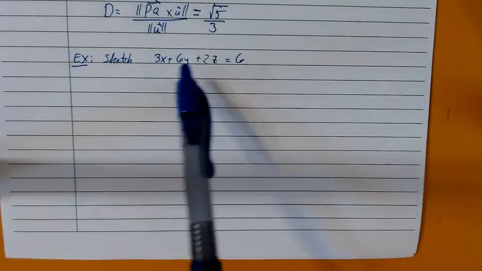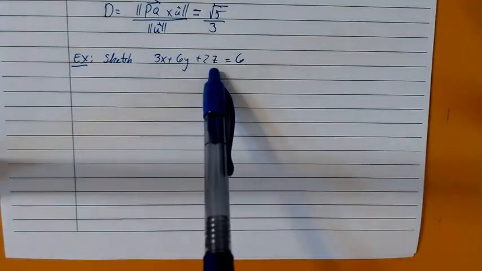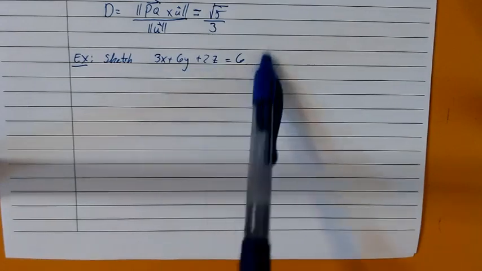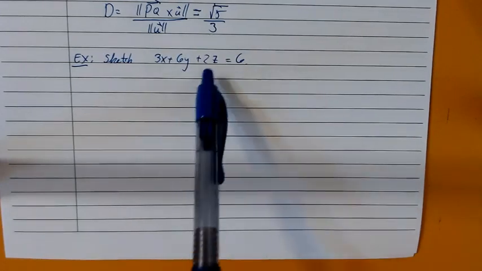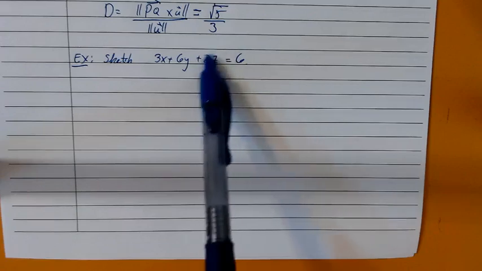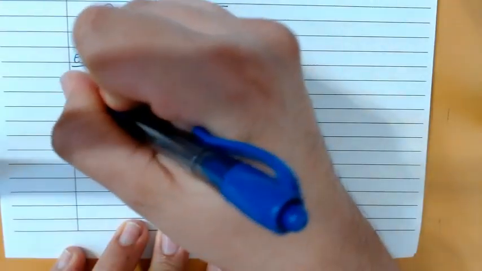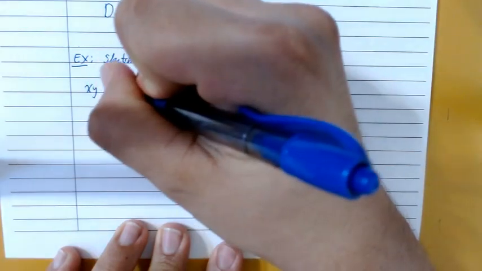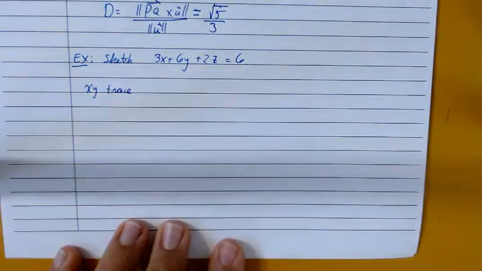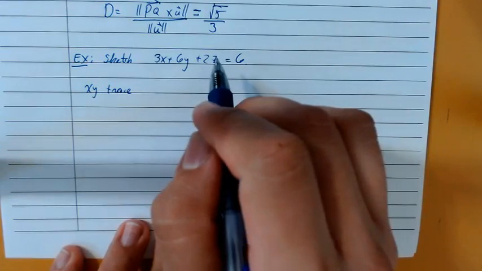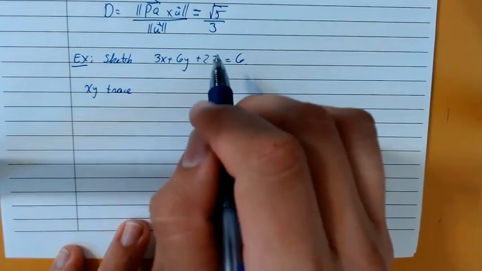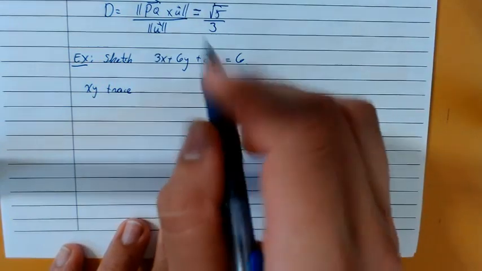Because after all, these x, y, and z, they're solutions to this equation. And sometimes those solutions are going to have z equals 0. So let's take for a moment what's called the xy trace. The xy trace is the solution or solutions, almost often multiple, where z is equal to 0.